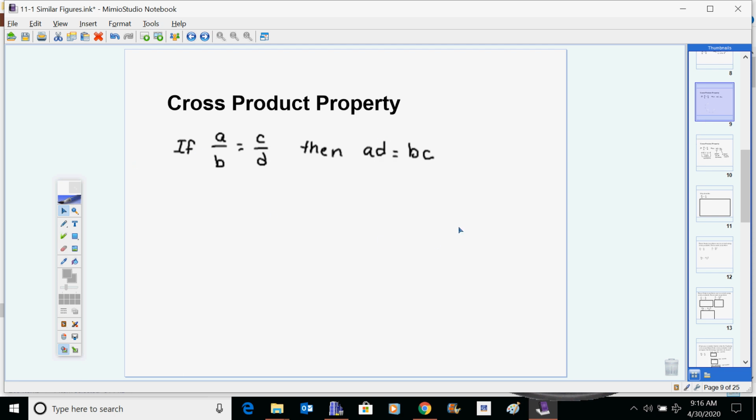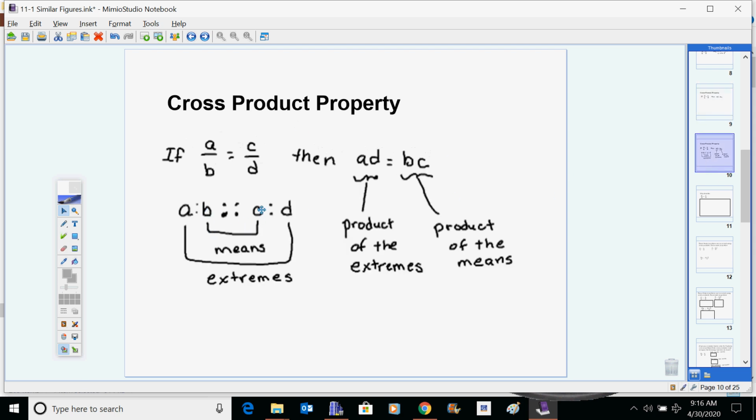Okay? You might remember from your algebra class the cross product property, that if you have things like this, you can solve it using cross products. Very, very nice trick. You should have learned that before, but if not, we're going to go over it here almost as if you hadn't learned it. A times D equals C times B. Okay, the way that is expressed in the most correct way is that the product of the means equals the product of the extremes. You would hear that term.